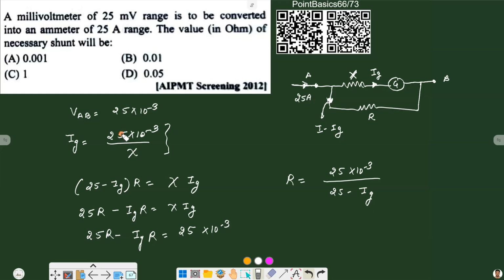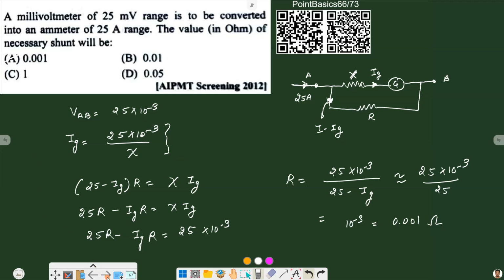here Ig will be 25 into 10 raised to power minus 3, which is very small as compared to 25. So what we can do here, we can neglect Ig as it is going to be very small. So we will be left with 25 into 10 raised to power minus 3 by 25. So value of R comes out to 10 raised to power minus 3 or 0.001 ohm. That is option A for us.